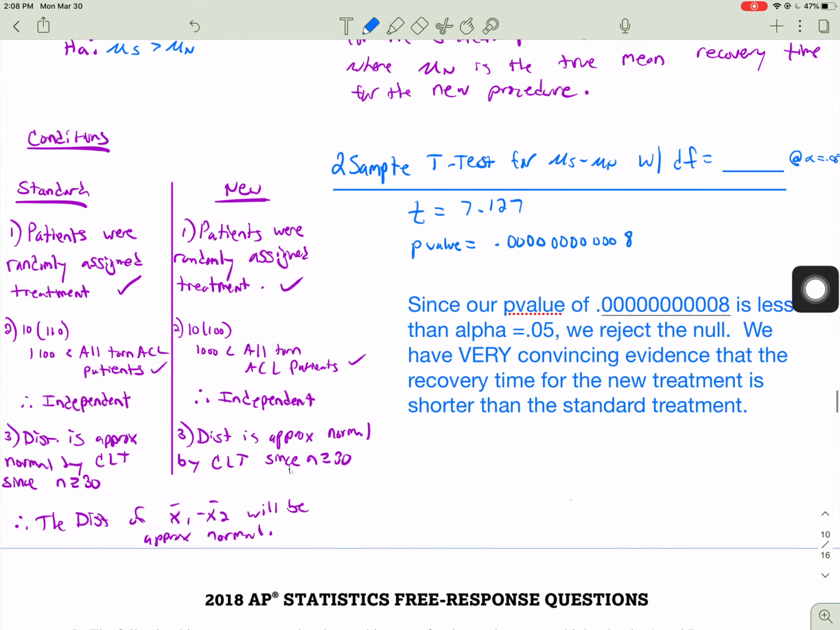Now I checked my conditions over here. Some things to point out. Patients were randomly assigned treatment, not a random sample. Randomly assigned treatments. It's an experiment. 10 times each population is less than all torn ACL patients, therefore they're both independent, and central limit theorem for both, which means the distribution for the differences will be approximately normal.